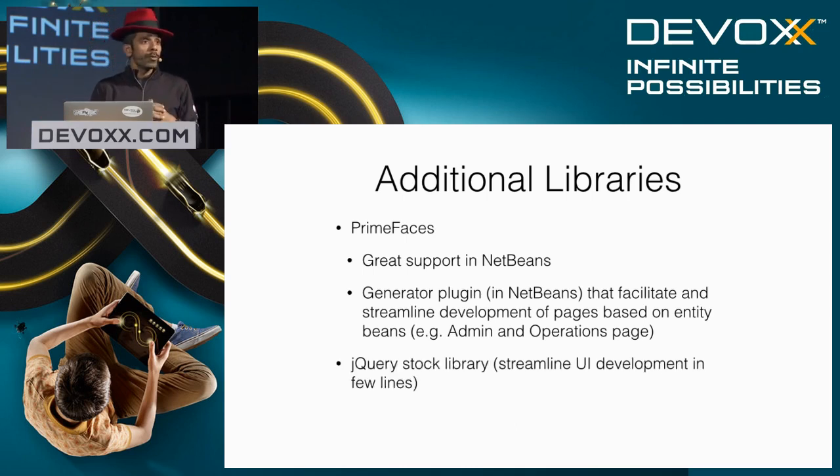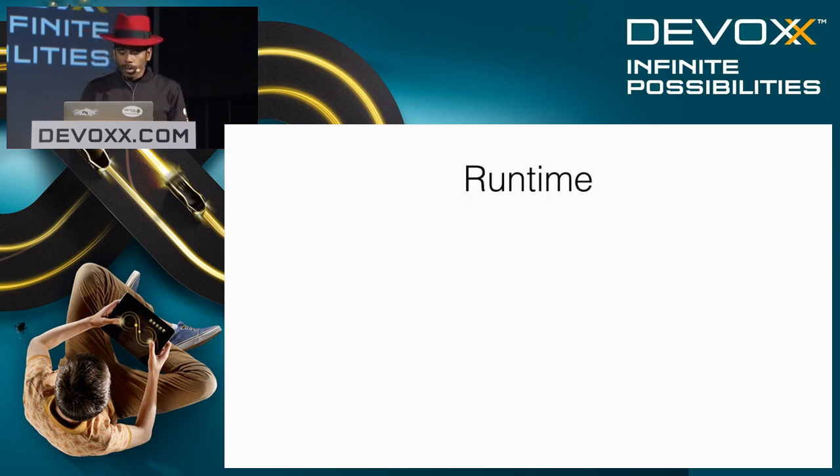They also used the jQuery stock library for the broader interface pages, not these admin and operations, but the others where all of the functionality was happening. Again, no changes were made to the jQuery itself, just the stock library. In terms of runtime, GlassFish 4 is the reference implementation for Java EE 7. So this is what they used.